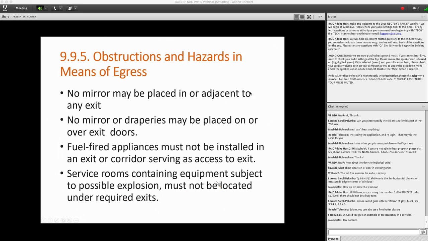Also, service rooms containing equipment that is subject to possible explosion must also not be located under a required exit, as they have the potential to disrupt the integrity of the exit.